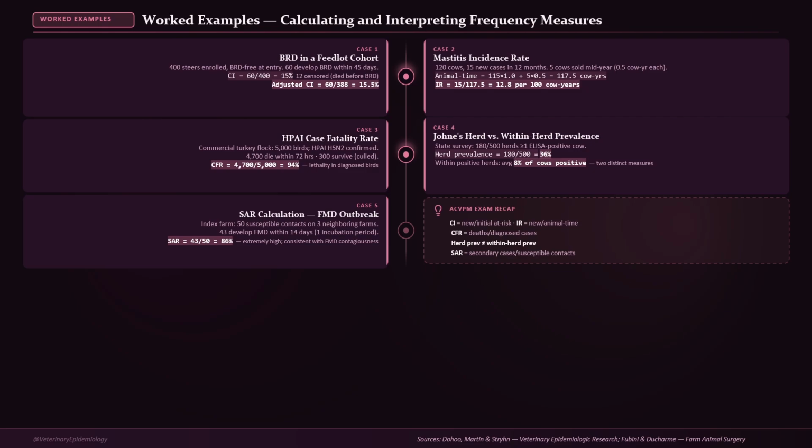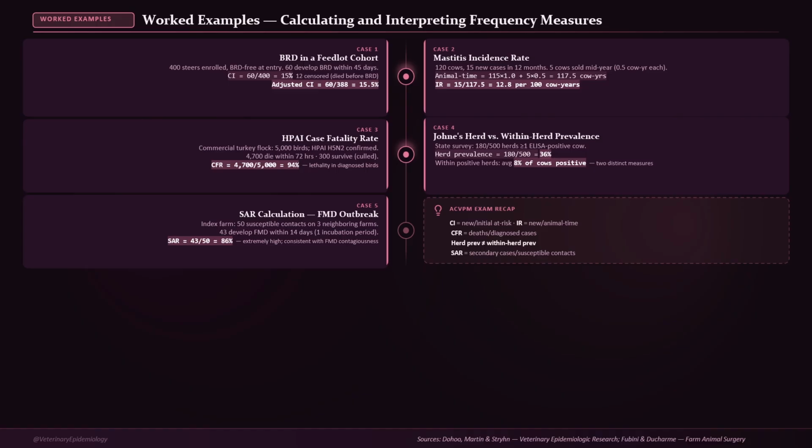Case 5, secondary attack rate in an FMD outbreak. An index farm exposes 50 susceptible contacts across 3 neighboring farms, and 43 develop FMD within 1 incubation period. SAR is 43 over 50, which is 86%. Extremely high, exactly what you'd expect from how contagious FMD is.